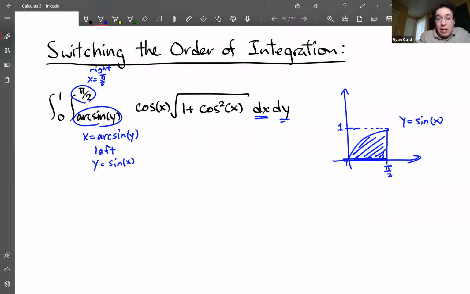Let's try to set up the other direction. So we keep the integrand as is.